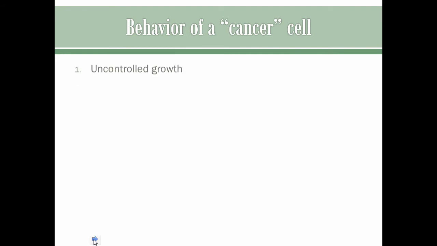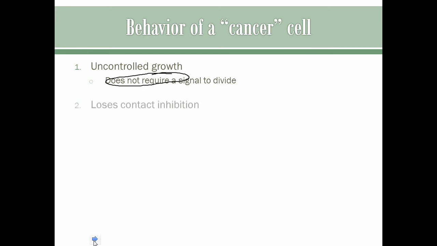Now, how is a cancer cell different from our normal cell that we talked about before? Normal cells divide under control. Okay, cancer cells divide uncontrollably. They divide at whim. They do not require a signal to divide. So even if the nucleus is not saying, okay, it's time to divide, the cells are dividing anyway. So they divide very out of control.